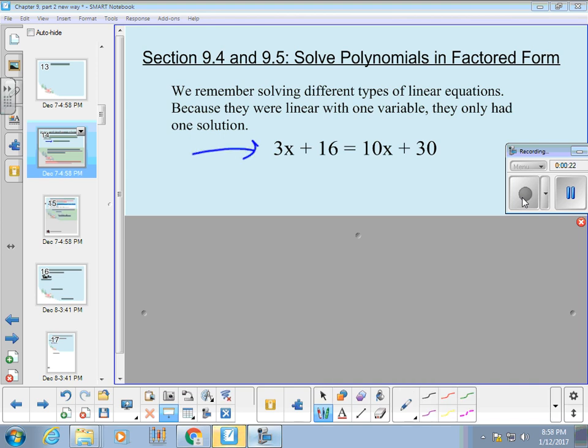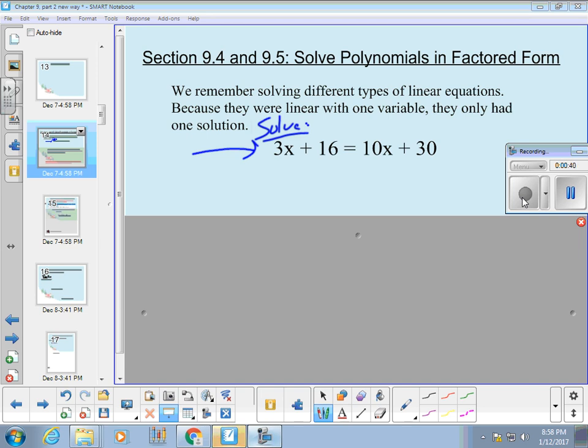You used to solve linear equations. Here's a linear equation on the board. A problem like this might say solve, and what you're trying to do when you solve is find out what x equals to make that equation true. Usually there's only one answer. Sometimes we could have no solution or infinitely many solutions as well, but usually there's just one solution.